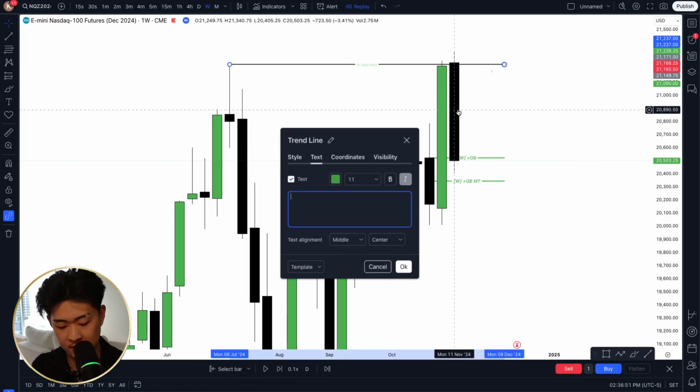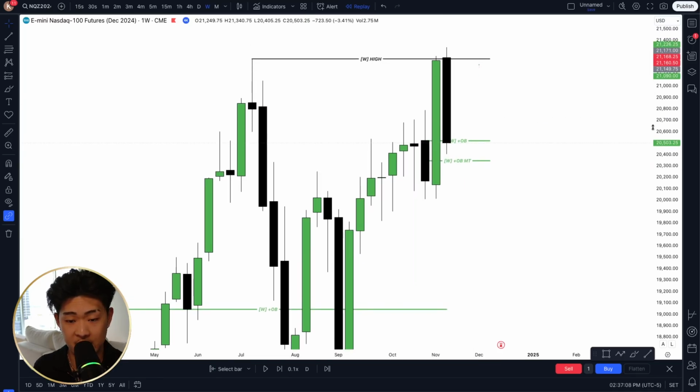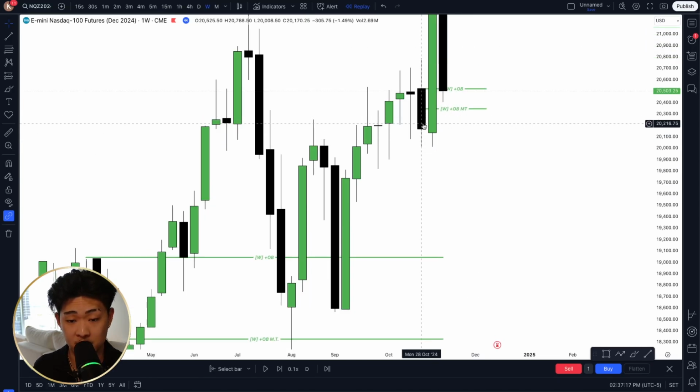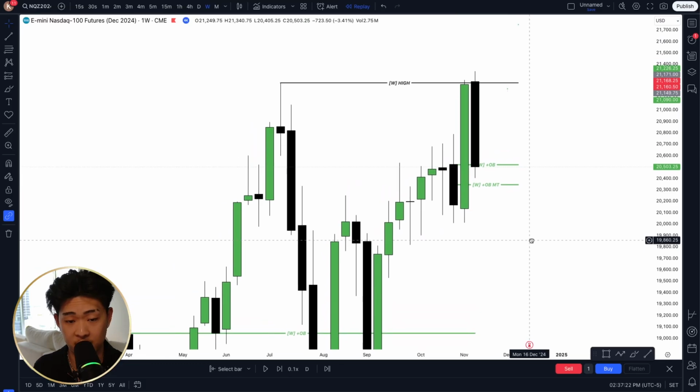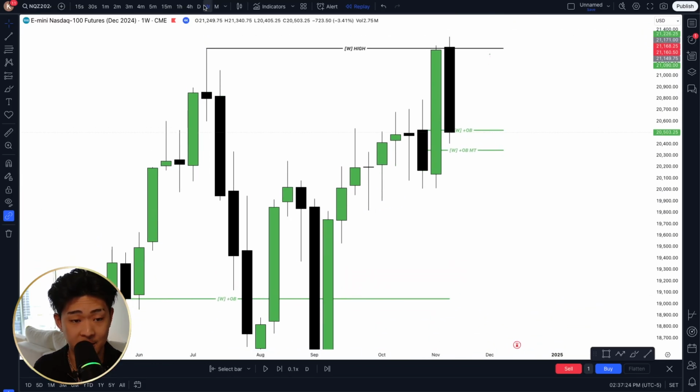This would be an example of a weekly swing high. But based on what we're seeing, either this order block is going to hold and we're going to continue making new highs, or this is going to close past this order block and we can see maybe a weekly market structure shift. But that is my analysis on the weekly so far.